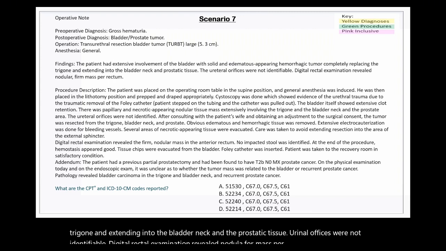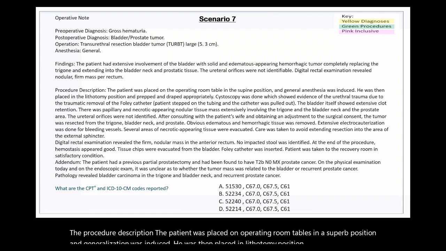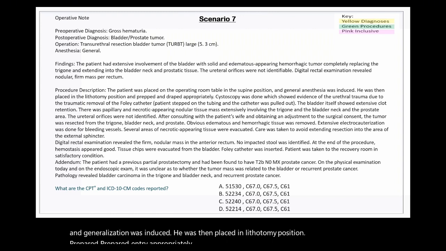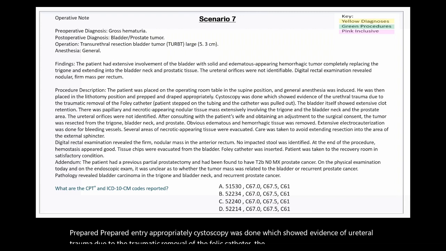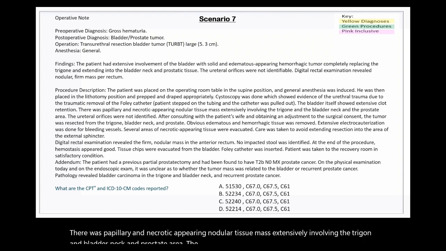The procedure description: the patient was placed on operating room table in a supine position and general anesthesia was induced. He was then placed in lithotomy position and prepped and draped appropriately. Cystoscopy was done, which showed evidence of ureteral trauma due to the traumatic removal of the Foley catheter. The bladder itself showed extensive clot retention. There was papillary and necrotic appearing nodular tissue mass extensively involving the trigone and bladder neck and prostate area. The ureteral orifices were not identified.